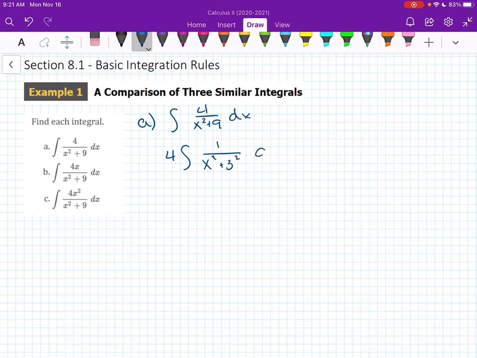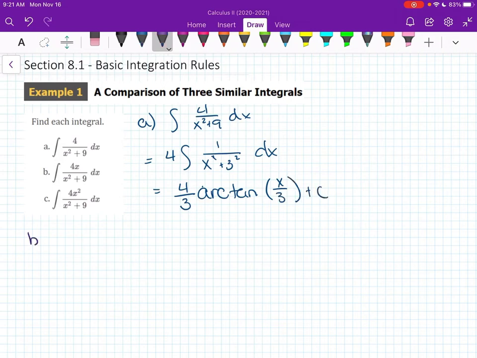And then if I look on that cheat sheet of integration and derivative rules that is posted on Schoology, I can see that this follows the arctan rule. So then I'm just going to get that constant of 4, and the a value is 3. So I get 4 over 3 arctan of x over a, so x over 3 plus c.